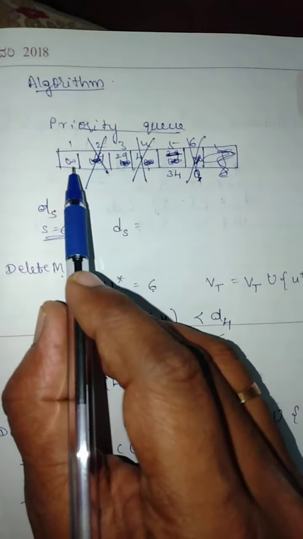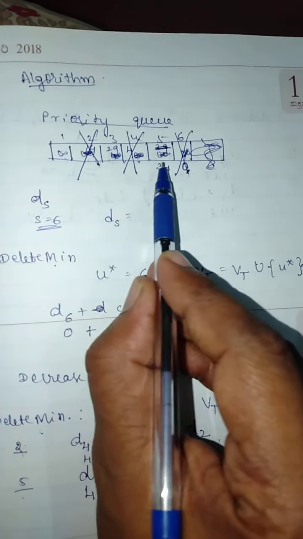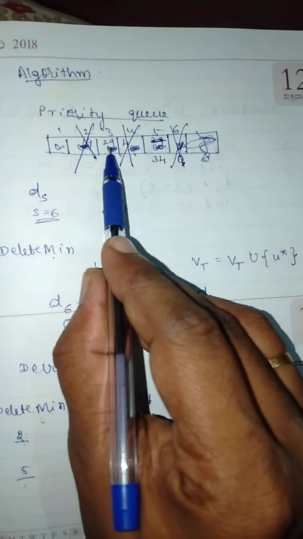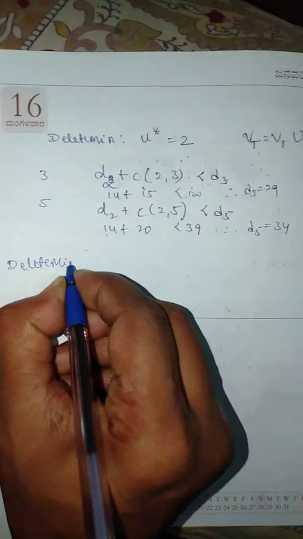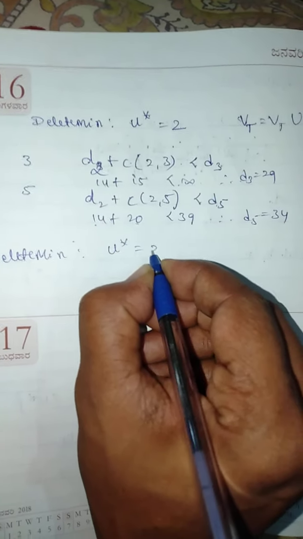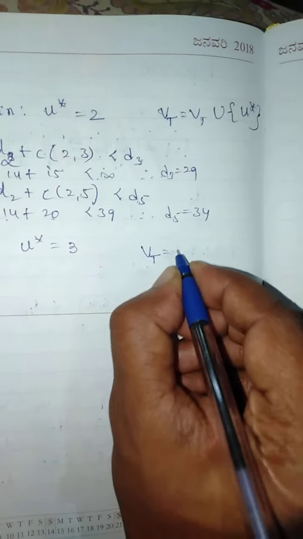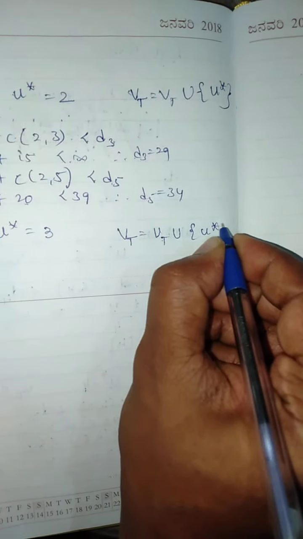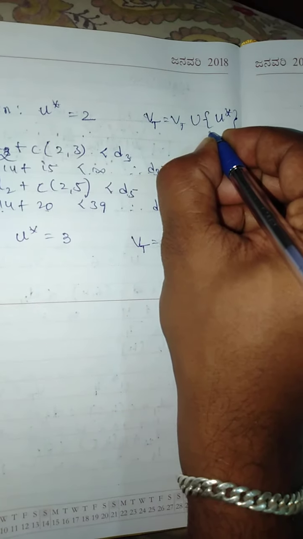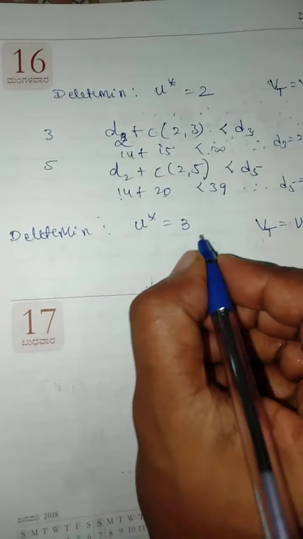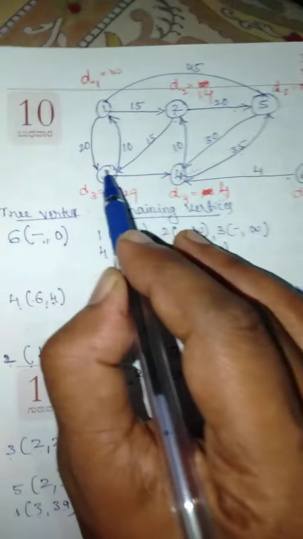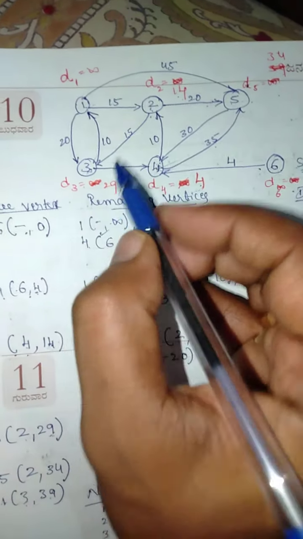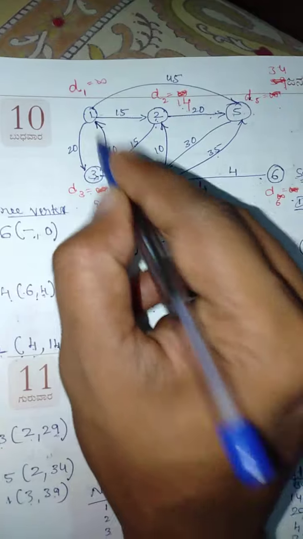So now out of these, infinity, 29, 34, which is the minimum value? It is 29. So delete min operation will result in the vertex 3. Once you apply delete min operation, u star is equal to 3, and we will have to add it into vt. vt is equal to vt union u star. So we will be adding 3 into this. In the previous iteration it was 2. Now for 3, which are the fringe nodes? For 3, the fringe nodes are 1 and 4. 4 is already considered into the vt, therefore we have to consider only 1.